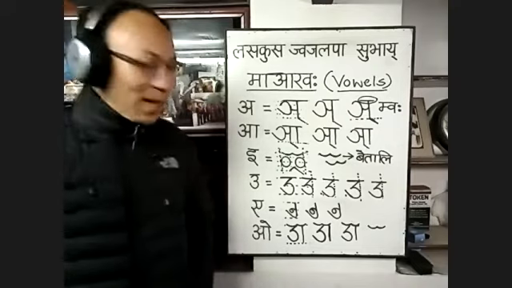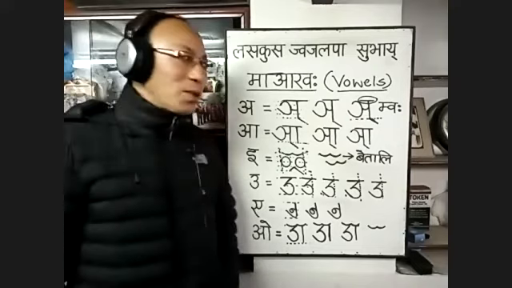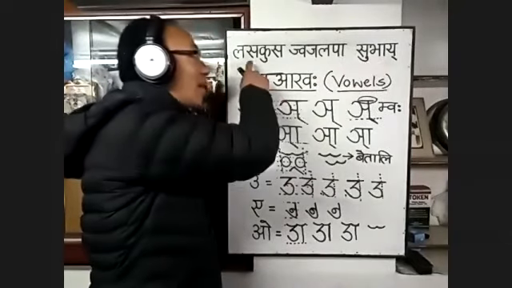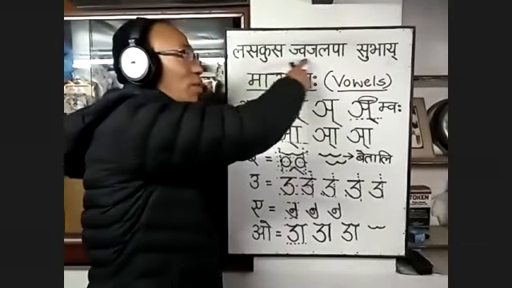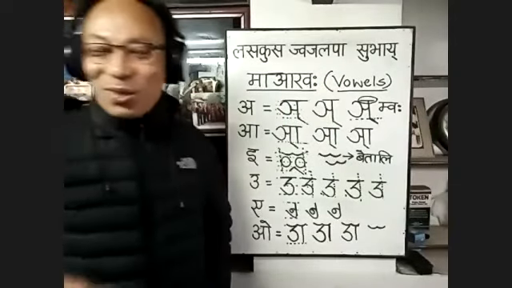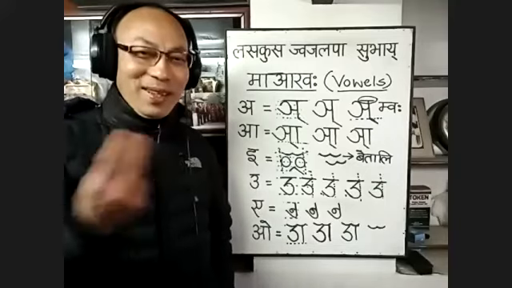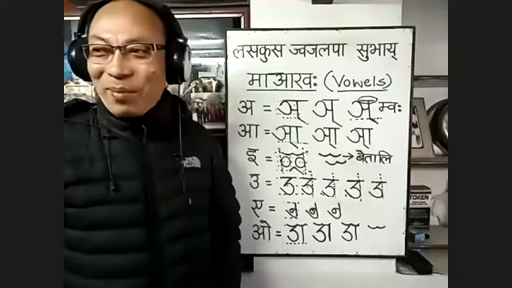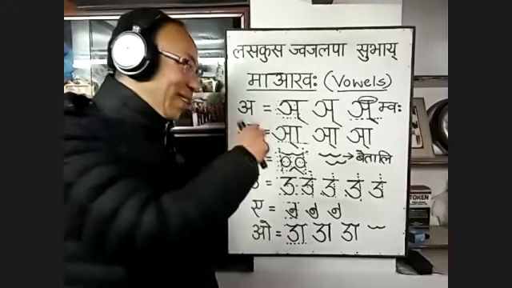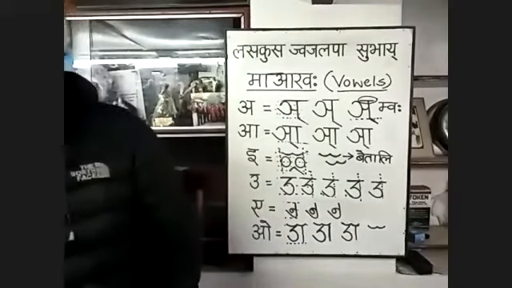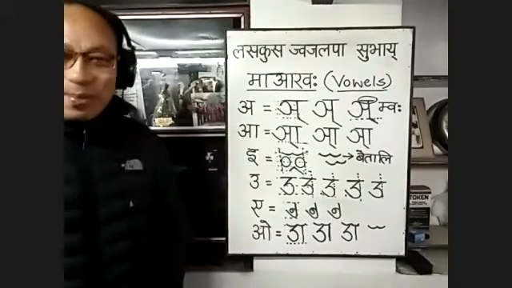Okay, Subha. So today we learned three words: Lasikusa, Jojalapa, Subha. Lasikusa means welcome, Jojalapa means namaskar, and Subha means dhanyavad, thank you. So tomorrow also we will learn some words or some sentences before we start to write the lipi. Okay? Okay, thank you. Subha.